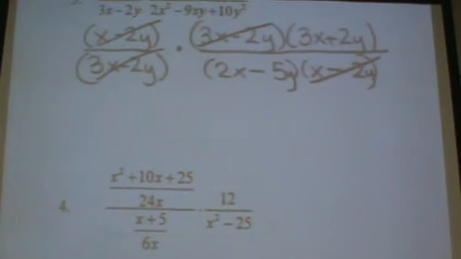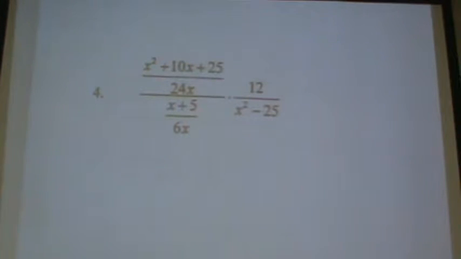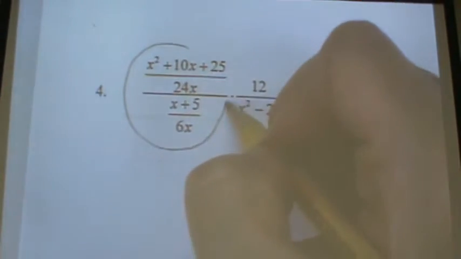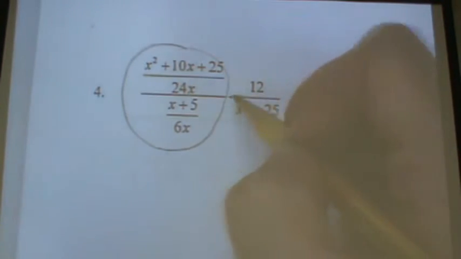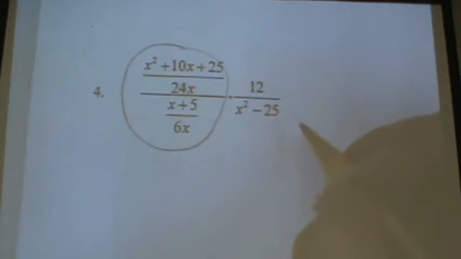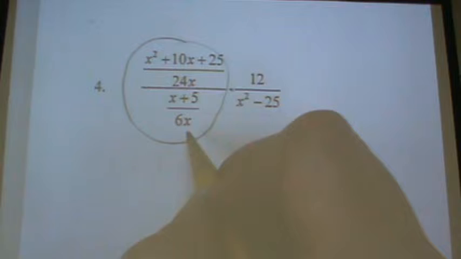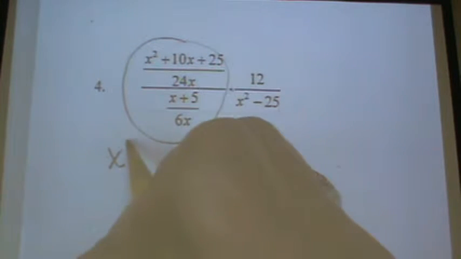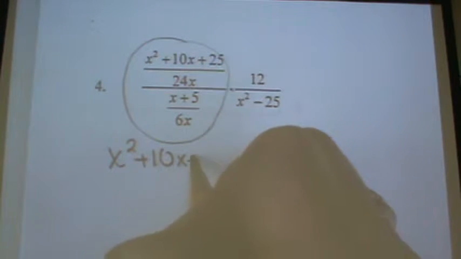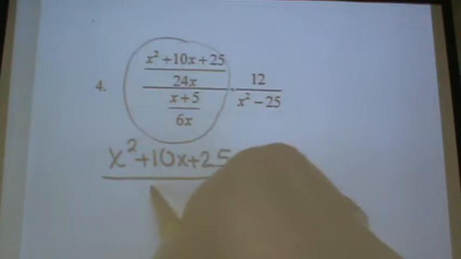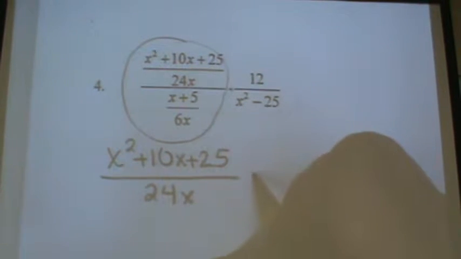Next. Look at this for a second. What are they asking you to do? Divide. Yes, this is a division. And then what's this? You can really multiply out all three. Thank you, Luke. How do you do this then? You take x squared plus 10x plus 25 over 24x multiplied by x plus 5 over 6x.